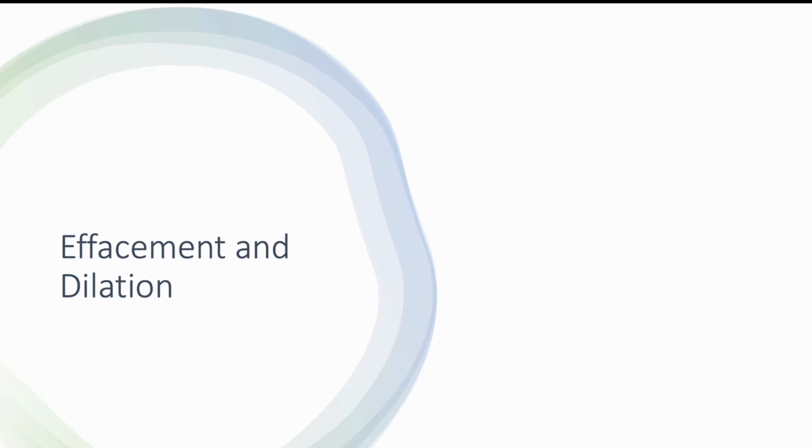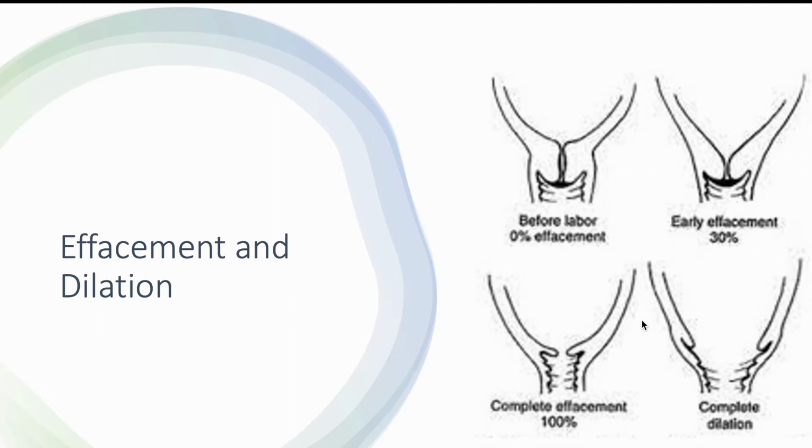Next, let's talk about effacement and dilation. Effacement and dilation happen at the time of uterine contraction. Effacement is the thinning of the cervical wall and dilation is the opening of the cervix. If you look at these diagrams, the first diagram is similar to the diagram we just discussed. There are cervical lips and this part is the vagina. There is no change here. It means there is no thinning and no dilation, so we'll say there is 0% effacement.